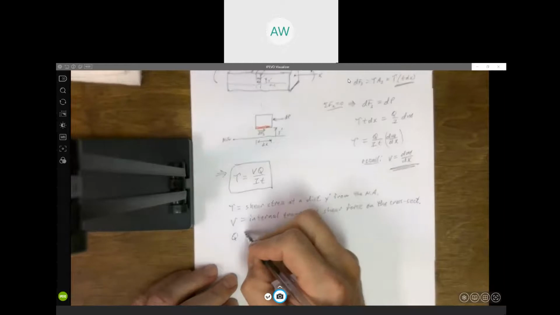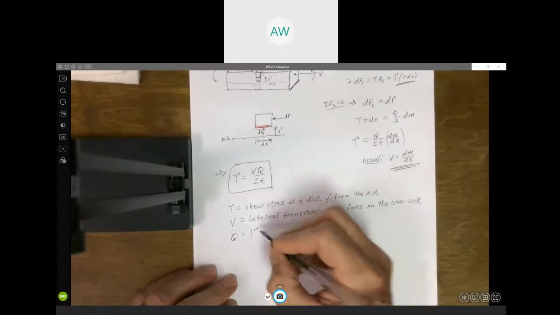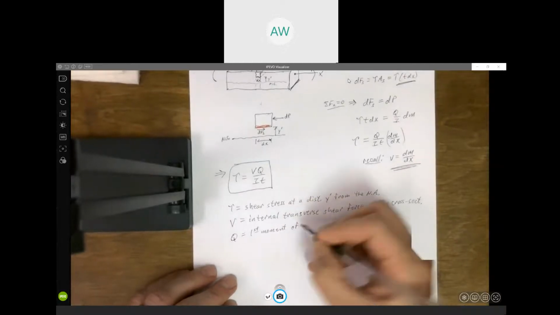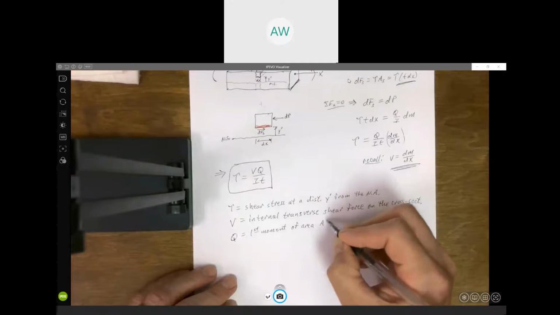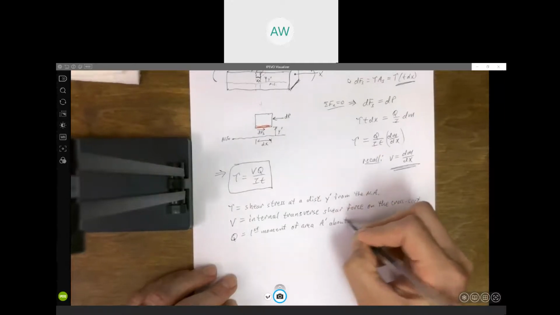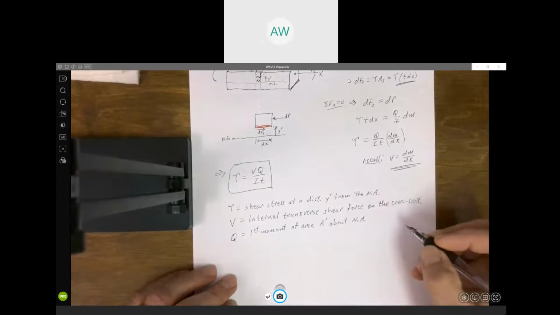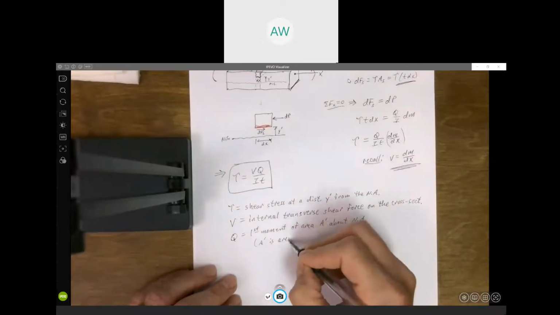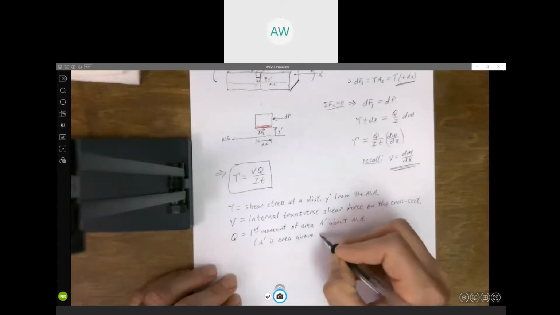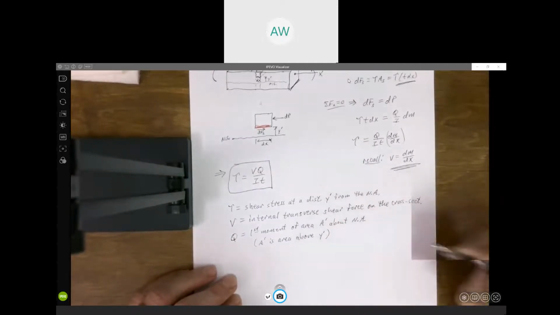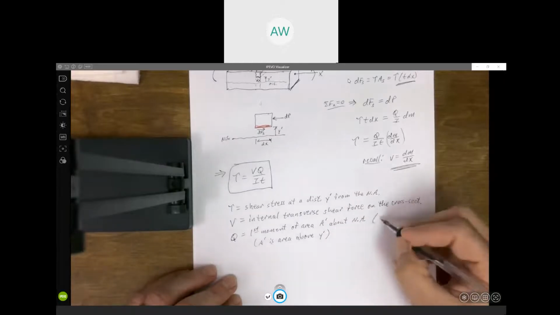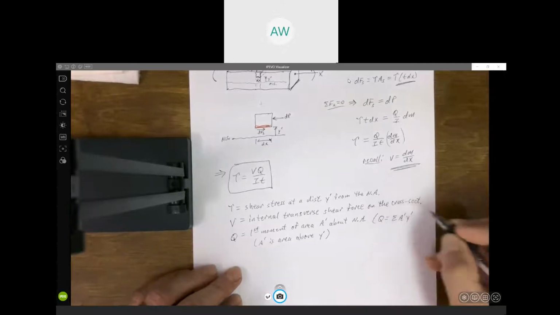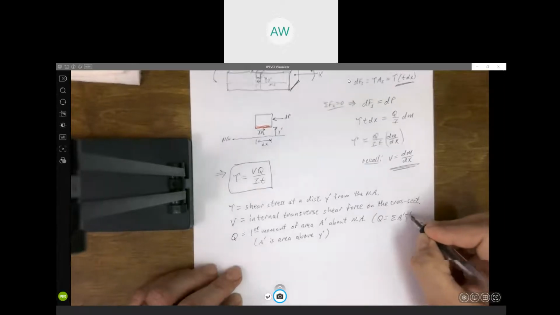Again, Q is the first moment of area A prime about the neutral axis, where A prime here is the area above y prime. So Q is just going to be the sum of A prime times y bar prime. Now I need my y bar.